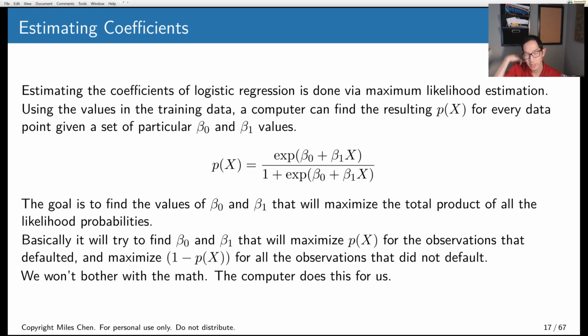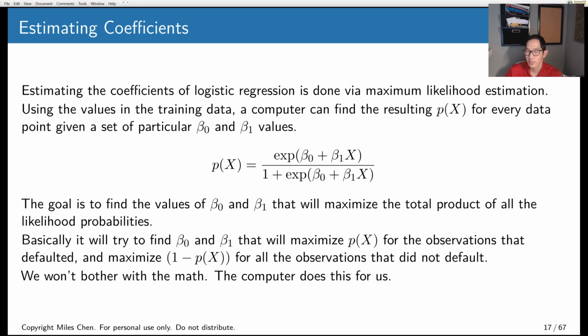Okay, so anyway, as far as estimating the coefficients for logistic regression, we do that via maximum likelihood estimation. Usually we just ask the computer and say, hey, figure out what this is going to be. Basically what the computer does is it tries to figure out what the probability of X is for every given data point in a particular set of coefficients, beta 0 and beta 1, and we're looking for the coefficients that will maximize the product of all of the likelihood probabilities.